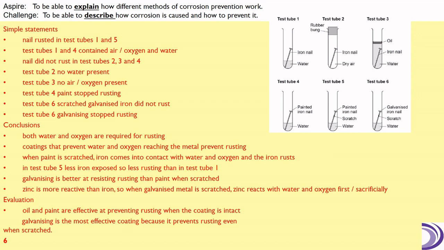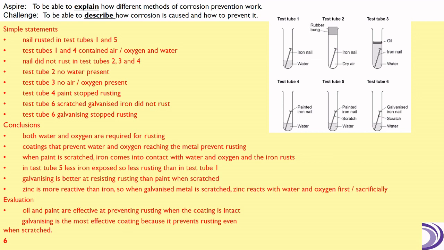The conclusions: both water and oxygen are required for rusting. Coatings that prevent water and oxygen reaching the metal will prevent rusting. So there we're talking about the paint. But when the paint was scratched, the iron will come into contact with water and oxygen and therefore rust. This didn't happen when the nail was galvanised and scratched. Now, zinc is more reactive than iron, so when the galvanised metal is scratched, the zinc's reacting with the oxygen and water first, sacrificially.